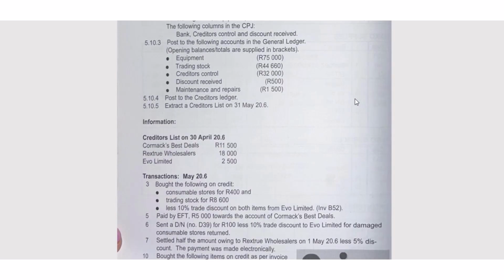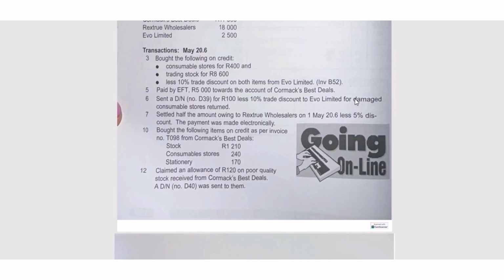So if we just quickly have a look at our transactions here, I just want to analyze some of them with you. At day 3, they say bought the following on credit: consumable stores and trading stock. There's 10% trade discount on both items, right? So this will obviously be a CJ transaction. Then paid by EFT 5,000 Rand towards the account of Formax Best Deals. That's a cash payments journal. Sent a debit note. Debit note indicates to us that it is a CAJ, right? Credit allowances journal, sorry. And then at day 7, settled half the amount owing, CPJ.